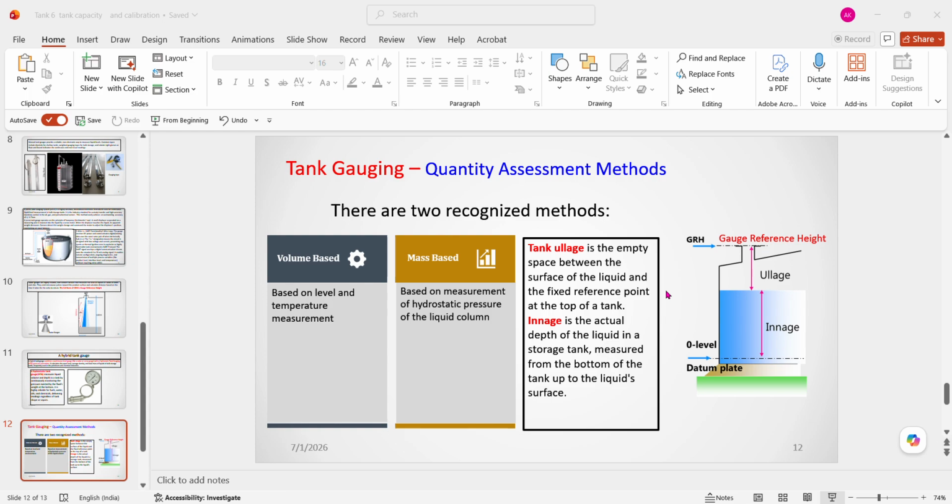Then hydrostatic tank gauging, HTG. Hydrostatic tank gauging uses a pressure sensor near the bottom of the tank to measure the weight of the fluid column and infer the volume and density. Suppose your tank is full: when you measure the pressure at the bottom, you will certainly get high pressure. If you bring the level down, you will get low pressure. You have to convert the pressure into linear length. That is another correct method for measuring the level of the tank.